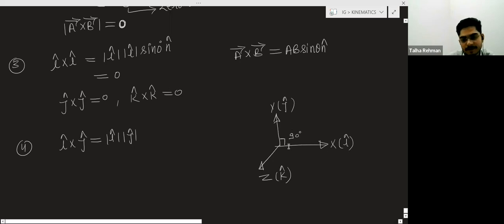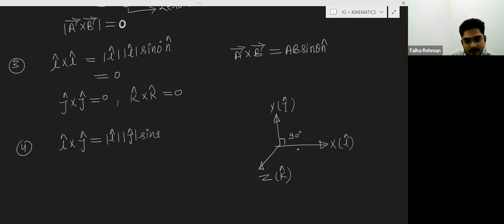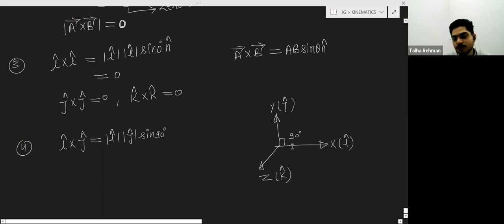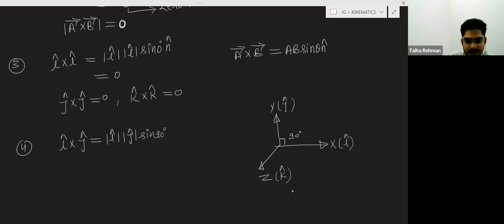Tell me, 90 degrees, right? Yeah. So you will write here sine 90. Okay. And n cap means a vector which is perpendicular to i cap and j cap, a vector which is perpendicular to the plane containing i cap and j cap. And the vector perpendicular to i cap and j cap is k cap. So here n cap will be k cap.